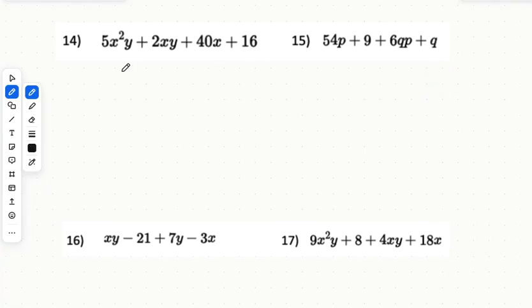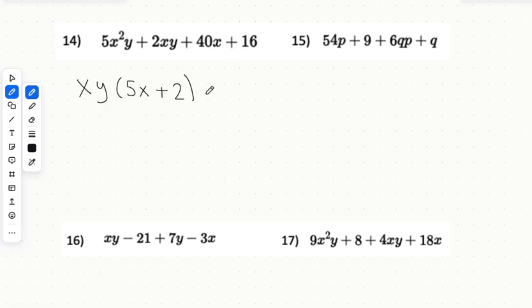Okay, so for this one, let's see. Looks like there's an x in both of those terms and a y. So we'll bring out an x and a y, and then that's going to leave me 5x, and then plus 2, that's it. And again, I always like to check: 5x times xy is 5x squared y, cool, and then 2xy, cool. I just distribute back in my head to make sure I haven't done anything wrong there.